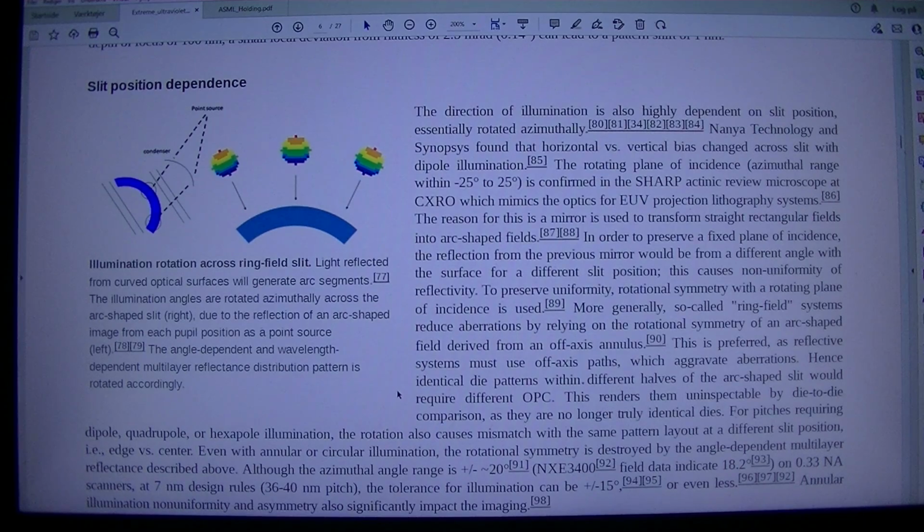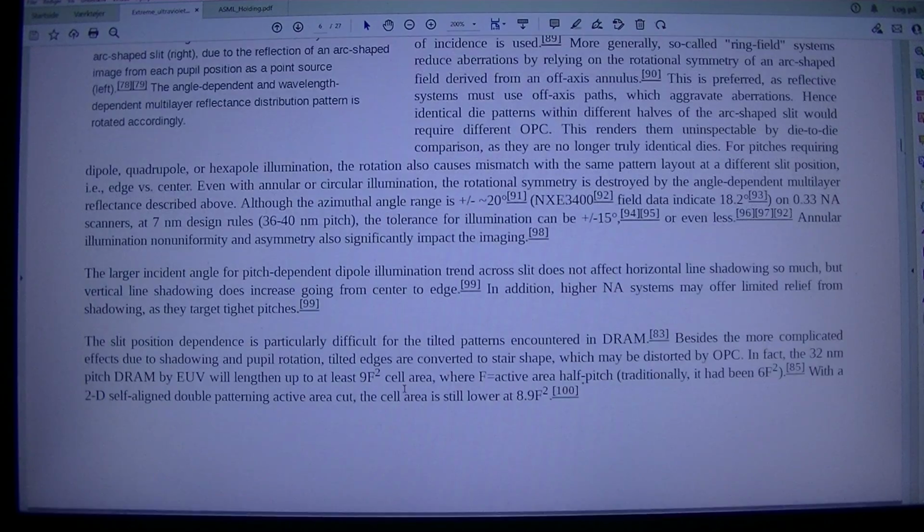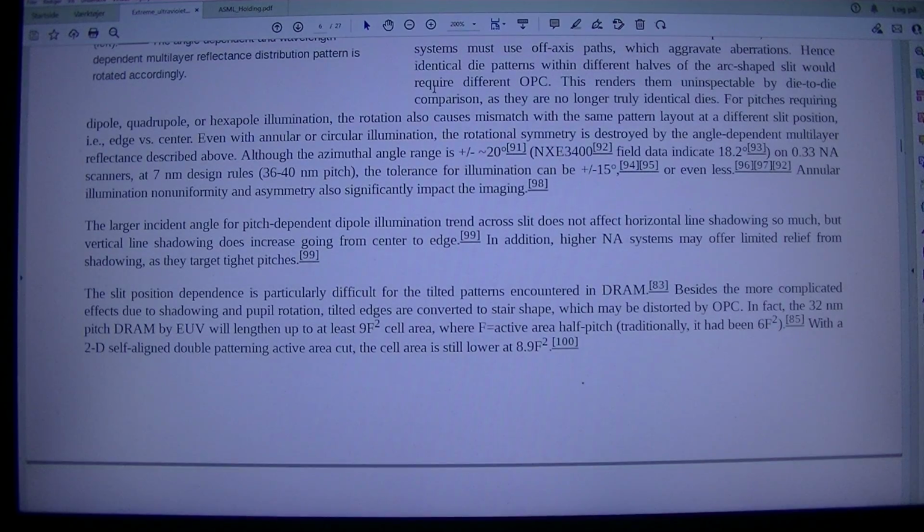Hence, identical die patterns within different halves of the arc-shaped slit will require different OPC. This renders them uninspectable by die-to-die comparison, as they are no longer truly identical dies. For pitches requiring dipole, quadrupole, or hexapole illumination, the rotation also causes mismatch with the same pattern layout at a different slit position, i.e., edge versus center.